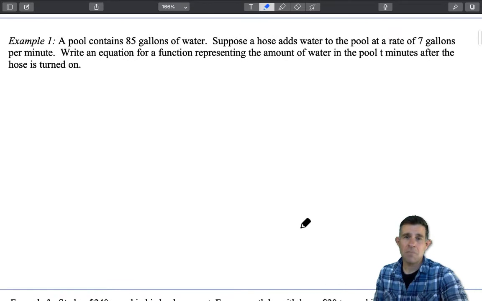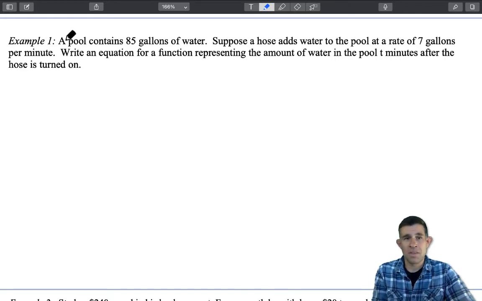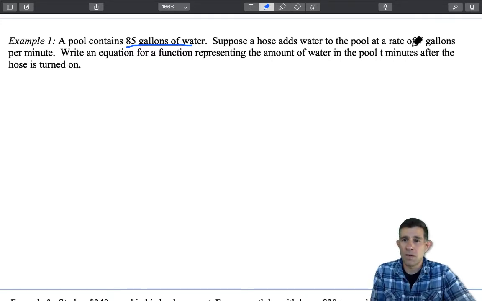We're going to start off by talking about writing a word problem into a linear equation here. A pool contains 85 gallons of water. Suppose that a hose adds water to the pool at a rate of 7 gallons per minute. We want to write an equation for a linear function that represents the amount of water in the pool t minutes after the hose is turned on.